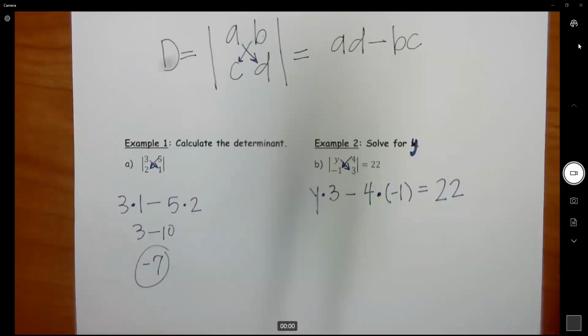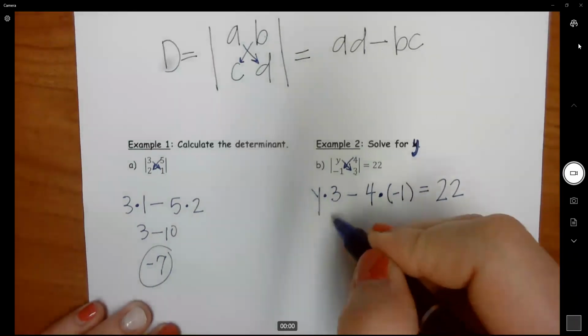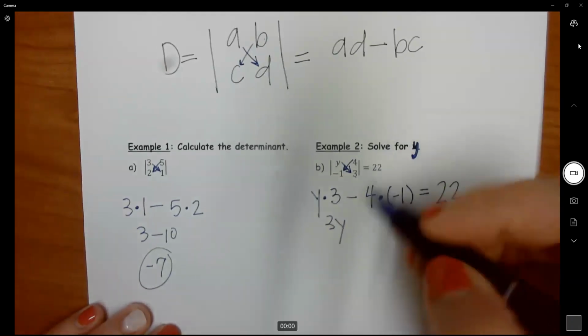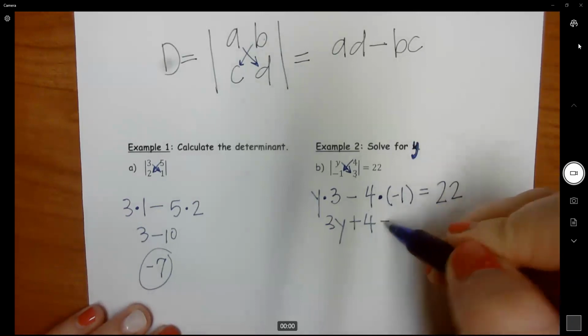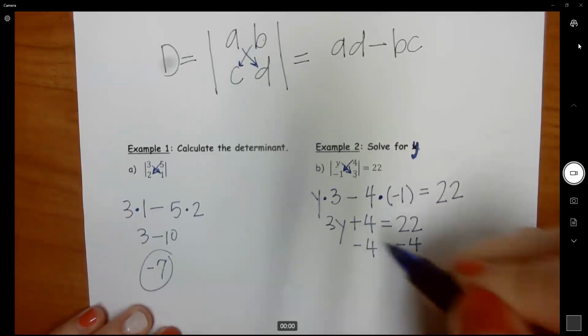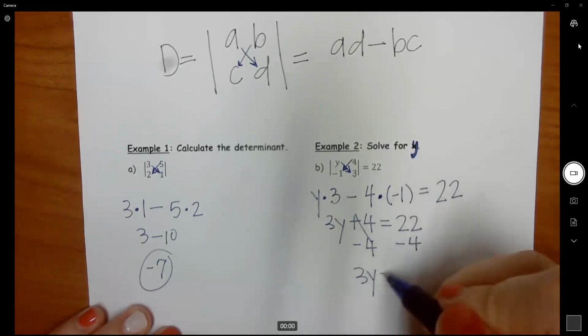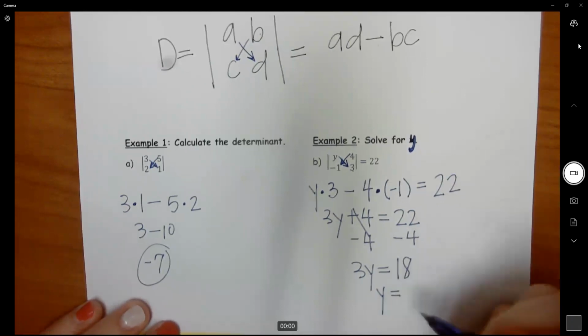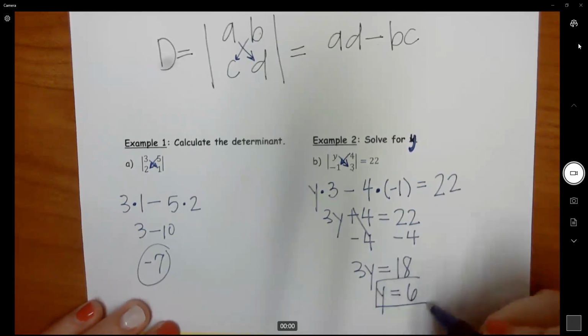So now simplify and solve. Y times 3 is 3y. -4 times the -1 is a positive 4. We will subtract our 4. We get 3y equals 18. Divide by 3, and we get y equals 6.